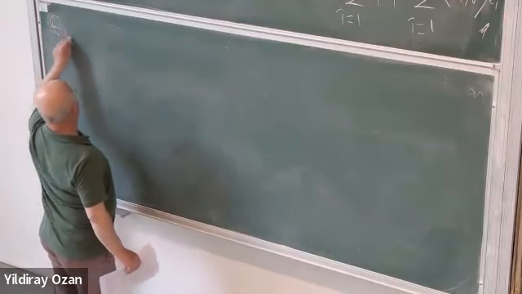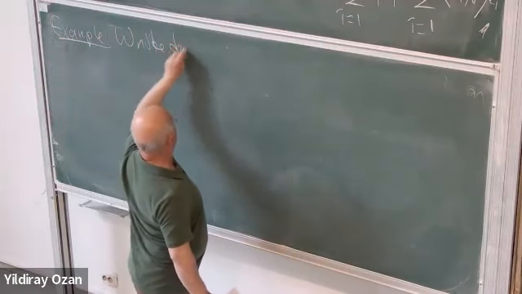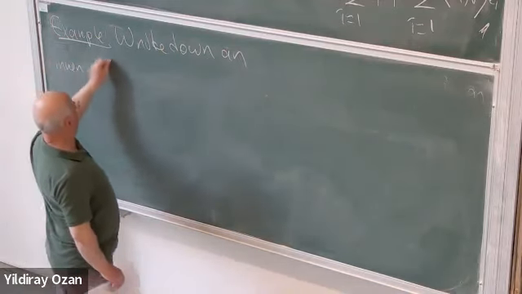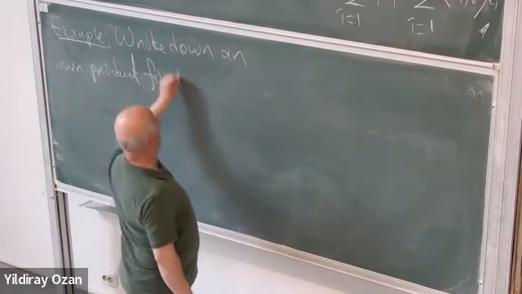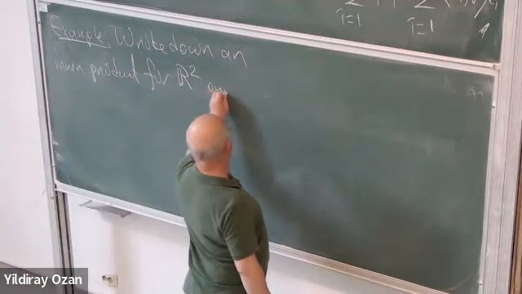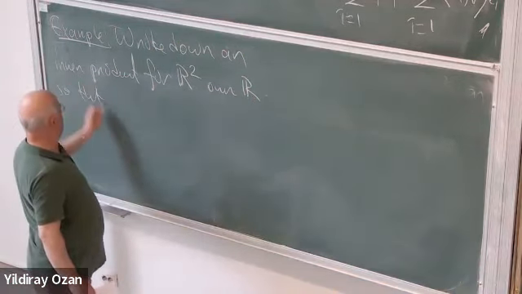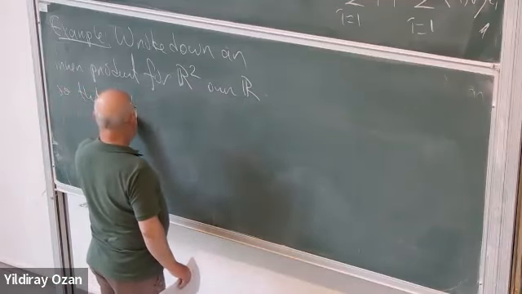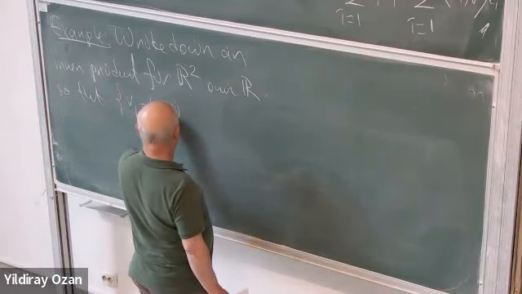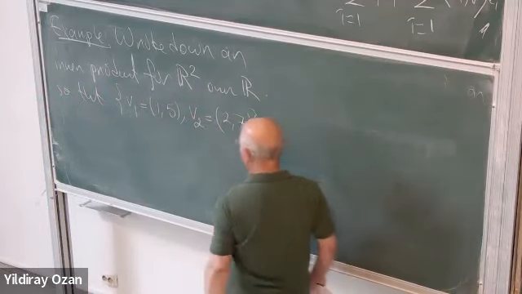So example, write down another inner product for R2, the vector space R2 over the field R, so that these vectors, v1, let's say (1, 5), and v2, (2, 7), form an orthonormal basis.